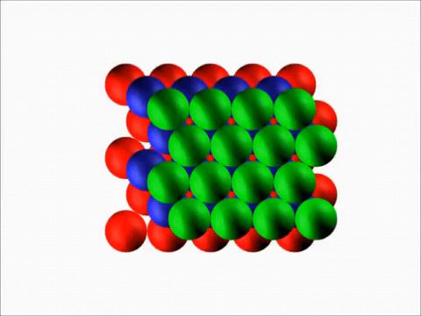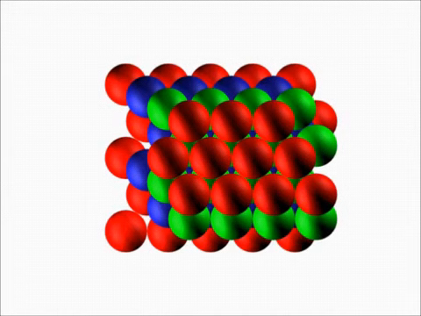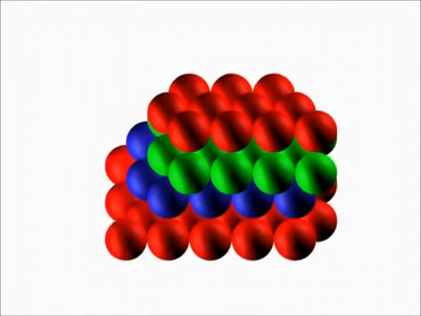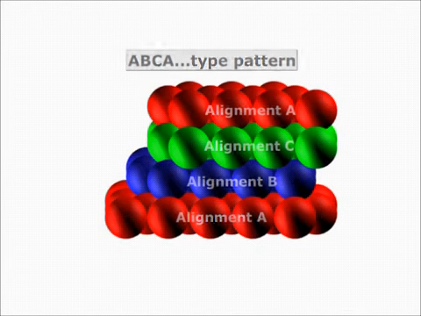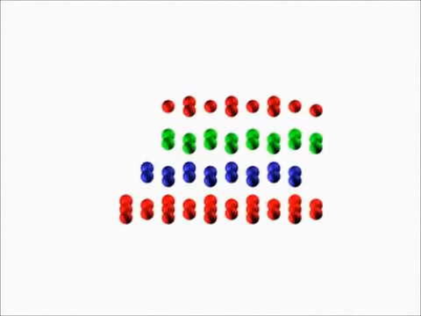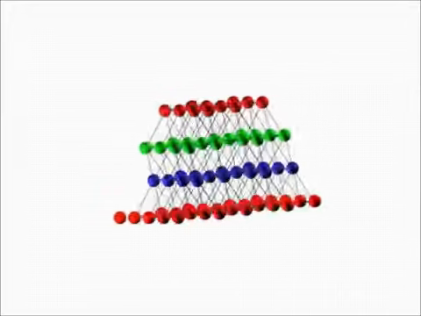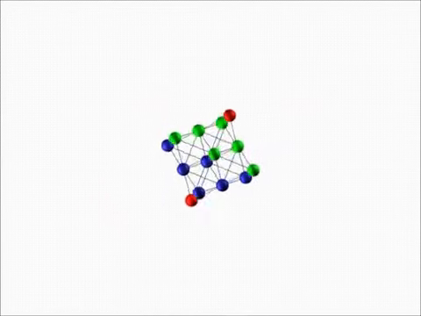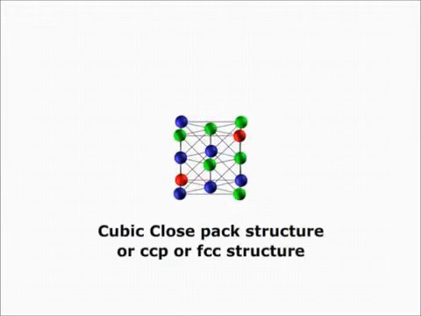Using the same reasoning, we can cover the octahedral voids created by the second and third layers by a fourth layer. It will be found that the fourth layer has the same alignment as the first layer. So this pattern is called ABCA type pattern. Now again, making the spheres a little smaller and joining their centers by straight lines, we get the shape of this packing like this. The unit cell of such a packing is this. This is nothing but a face-centered cubic lattice. So this type of packing is called cubic close pack or simply CCP or even FCC structure.